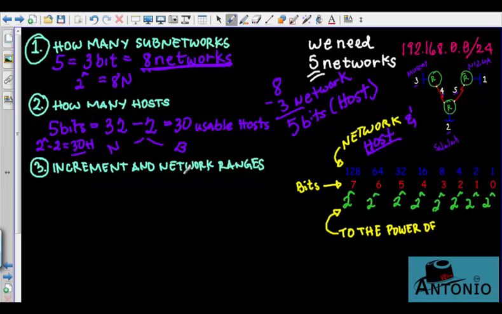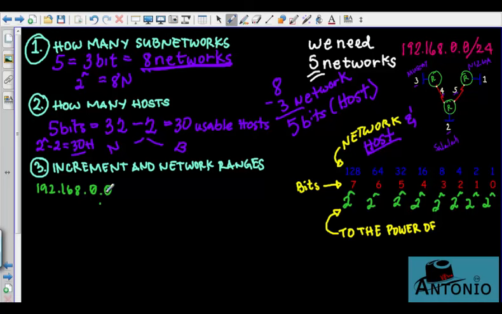Finding increment and network ranges. So what I'm going to do now is get this IP address. I'll just type this IP address 192.168.0.0 right here, 192.168.0.0. But what is next?